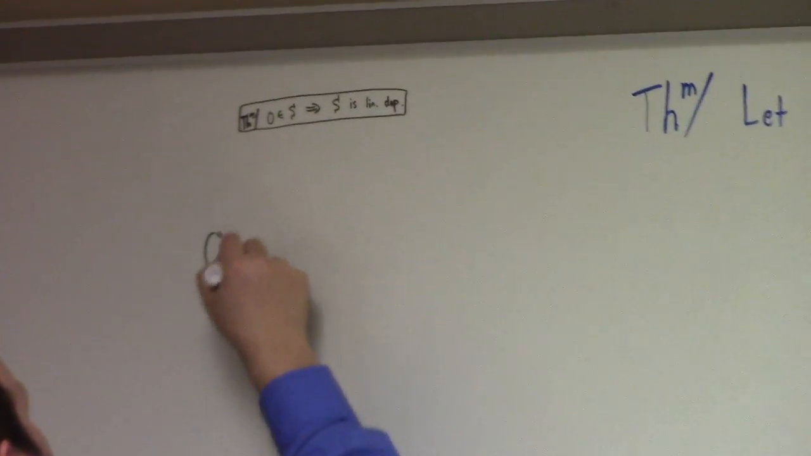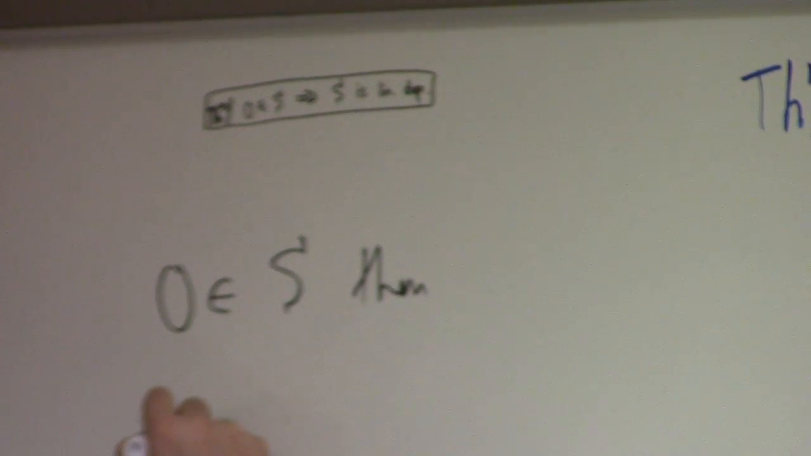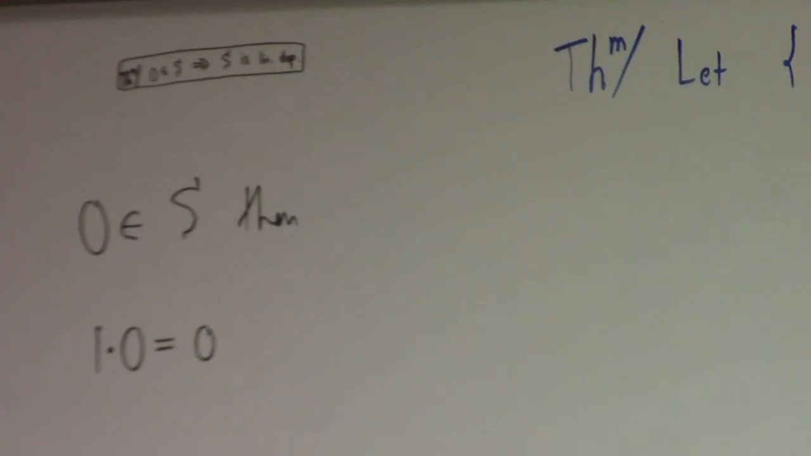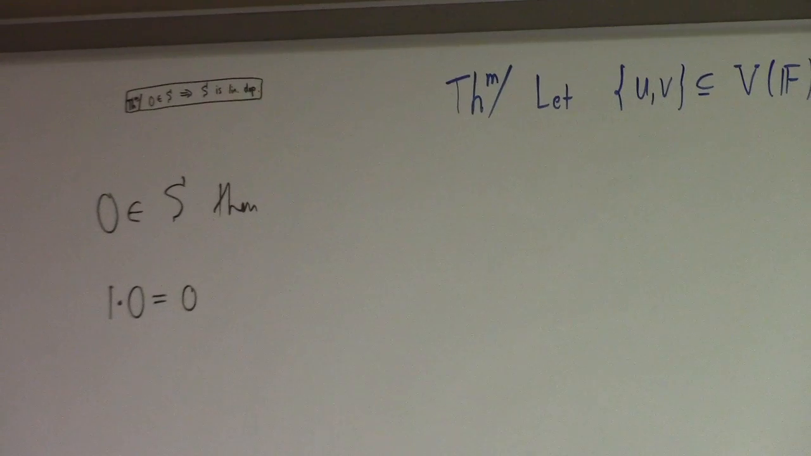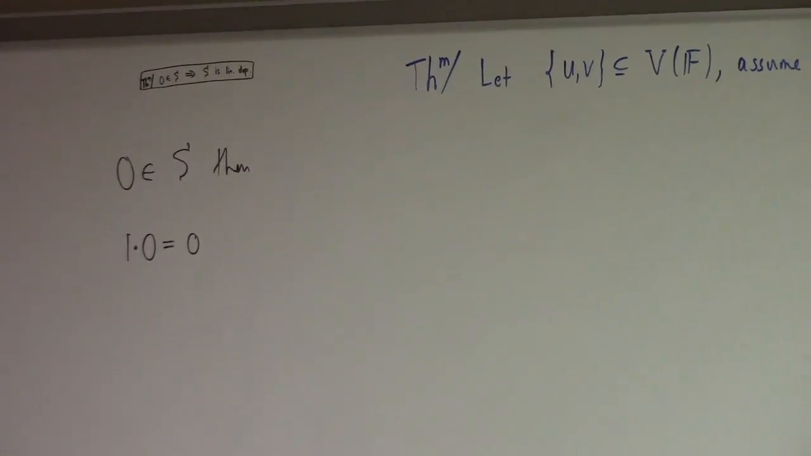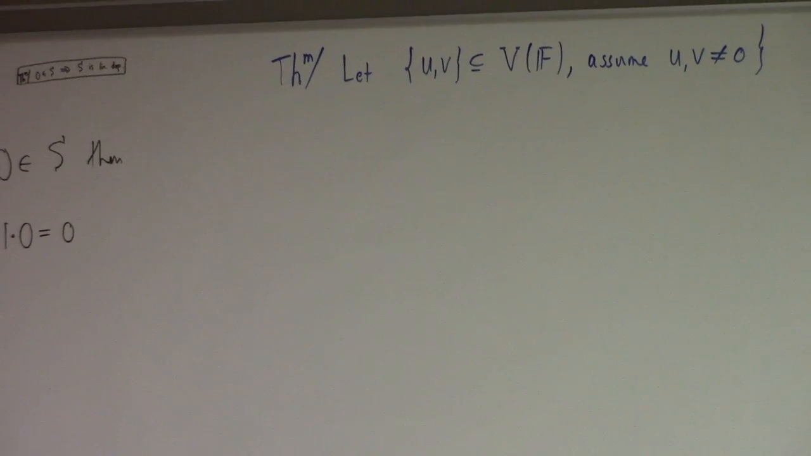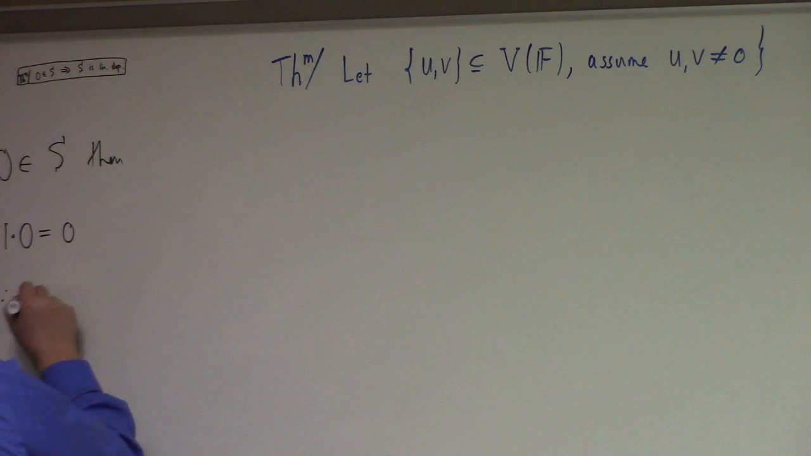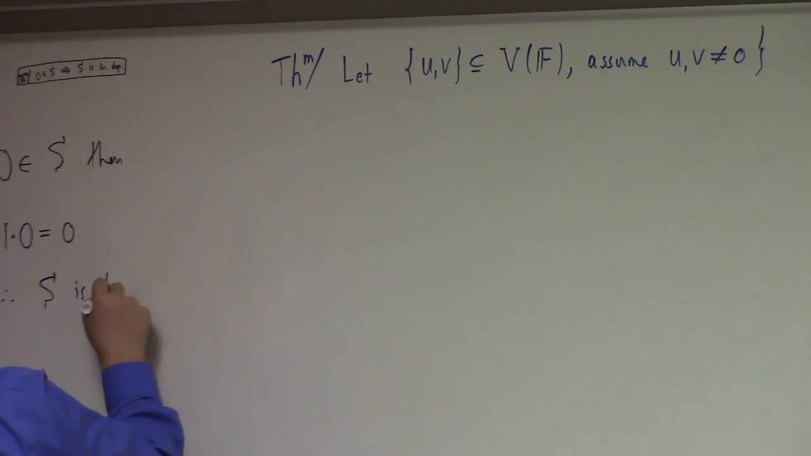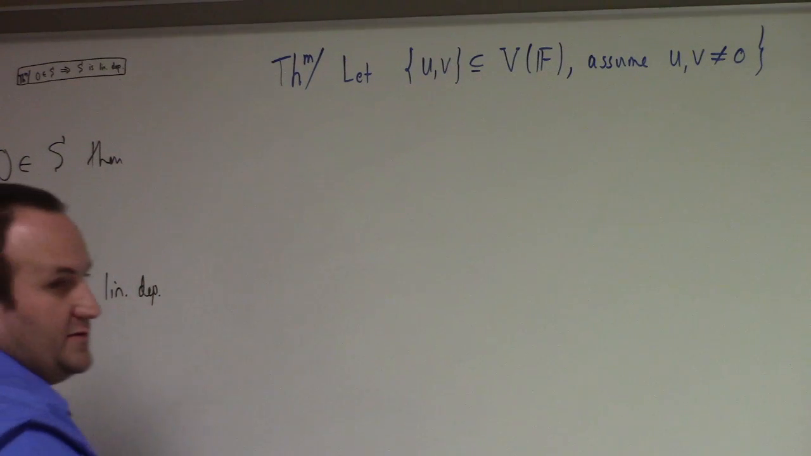Check it out. If 0 is an element of S, then 1, the scalar 1, times the 0 vector is equal to 0. Therefore, that is a non-trivial linear dependence because there is a non-zero scalar such that the linear combination, the scalar multiple of a vector, is a very silly kind of linear combination, but it is nevertheless a linear combination. And so there you have it. If 0 is in the set, there's a non-trivial linear combination in the set. So therefore, S is linearly dependent.